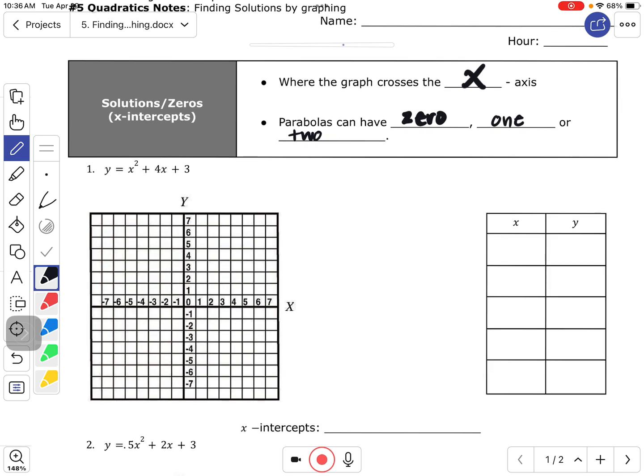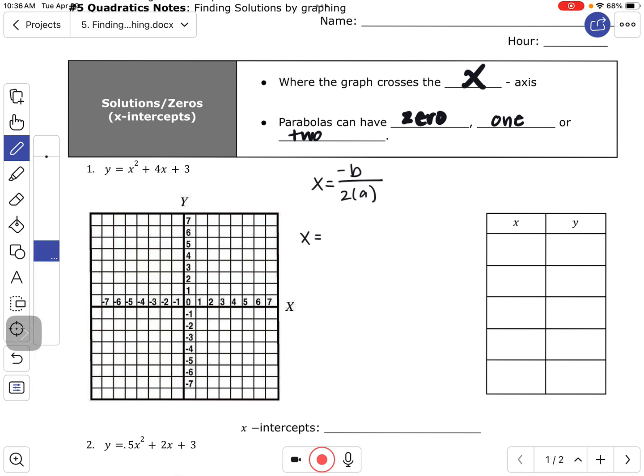We have y equals x squared plus 4x plus 3. Okay, if you remember back, when we start with these, we always find our axis of symmetry, and that's where our x equals opposite b divided by 2 times our a value. Let's just label these. My a equals 1, my b equals 4, and my c equals 3.